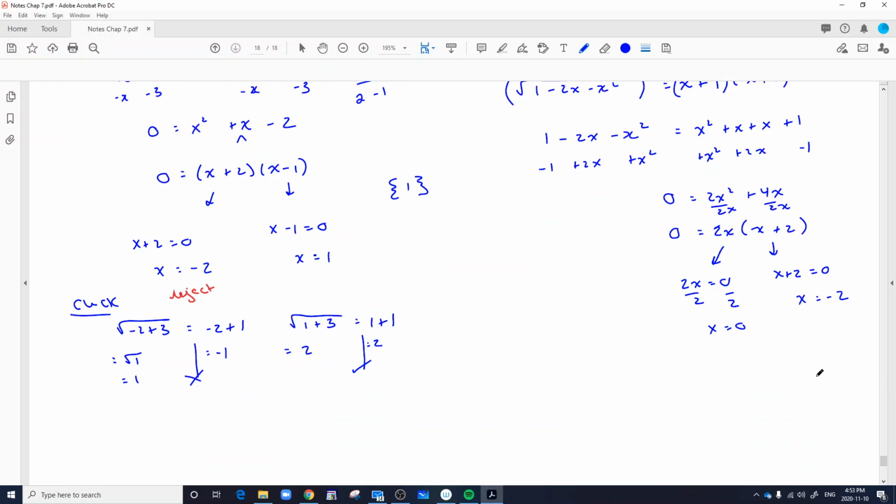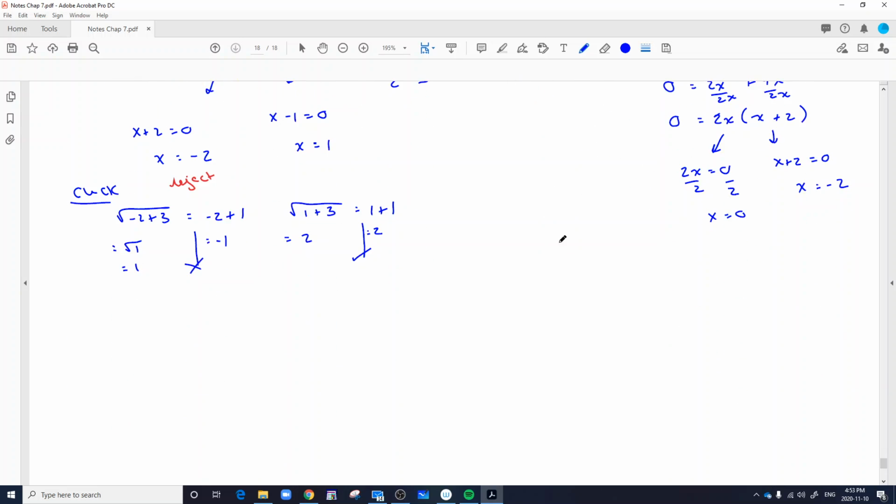Now again, these are proposed solutions. I have to check them into my original equation. When I check, I've got the square root of 1 minus 2 times 0 minus 0 squared minus 1. Does that equal x? Sorry, not x. We're putting x as 0. So we check. This is the square root of 1 minus 0 minus 0, so the square root of 1 minus 1, which is 0. Good. Then we check negative 2.